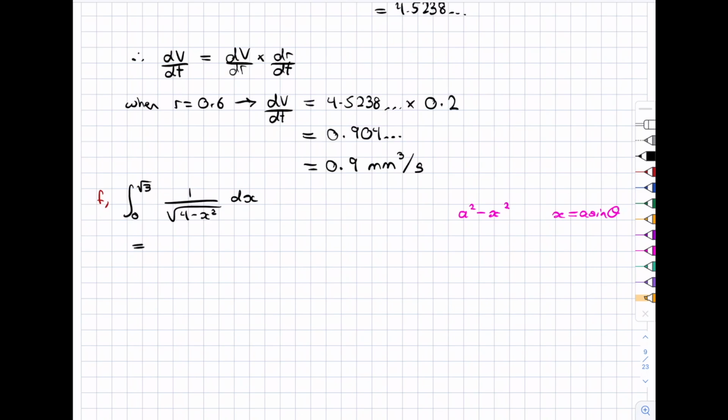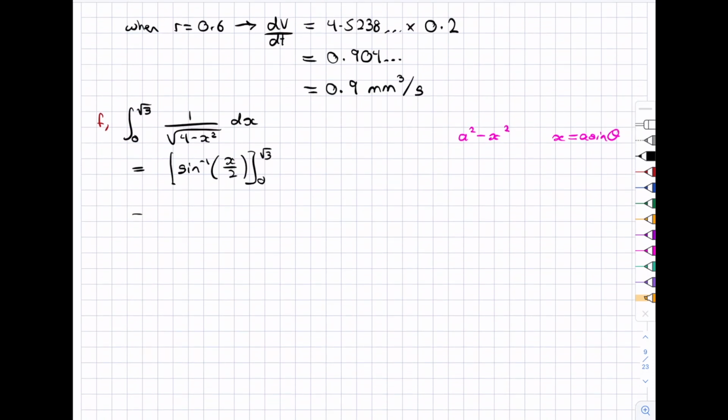So this is going to be inverse sine of x on 2, and we're evaluating that between 0 and root 3. Okay, so you probably get 1 mark just for getting the antiderivative correct, and then your next mark is probably going to come from getting the correct final answer, so substituting these in correctly. Inverse sine of root 3 on 2 minus the inverse sine of 0. Now, sine of what gives me root 3 on 2? That would be sine 60 or pi on 3.